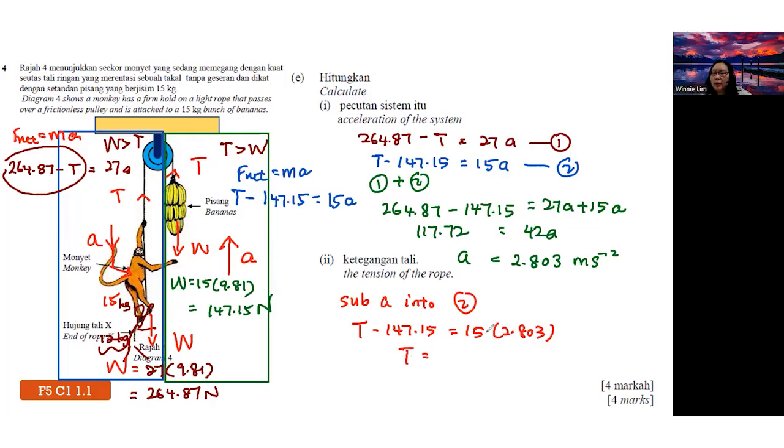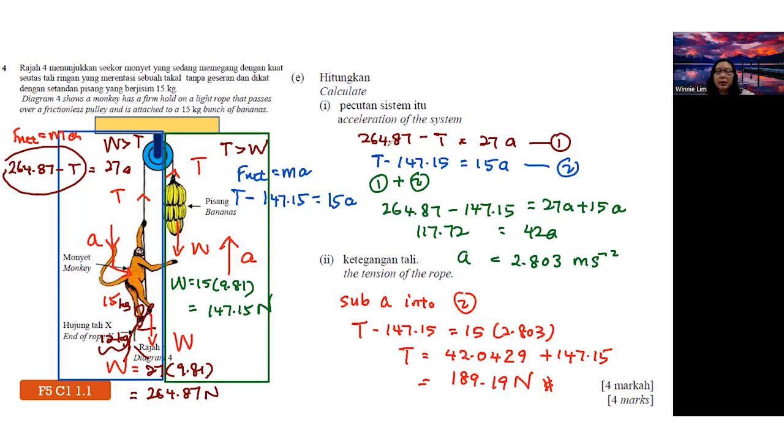Then T equals to what you get from here, which is 42.0428 or 429, plus 147.15. And hence you will get 189, about 2 decimal points will be 19, or 193 Newton. Tension is a type of force, so the unit is Newton. So this is how you solve the questions for pulley under the first subtopic in chapter 1.5.